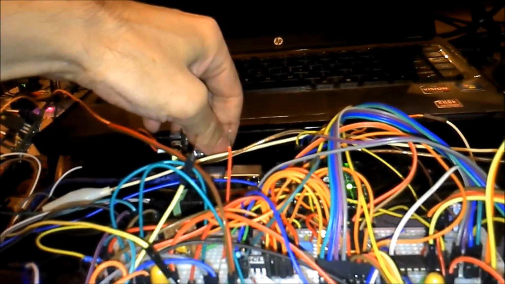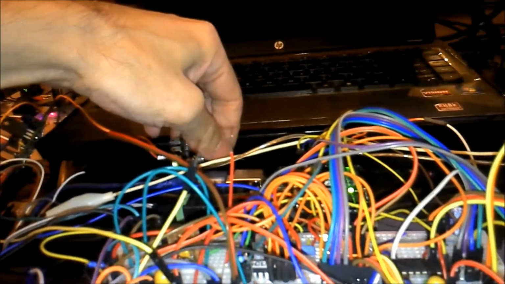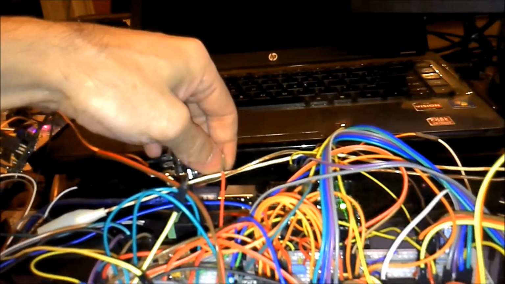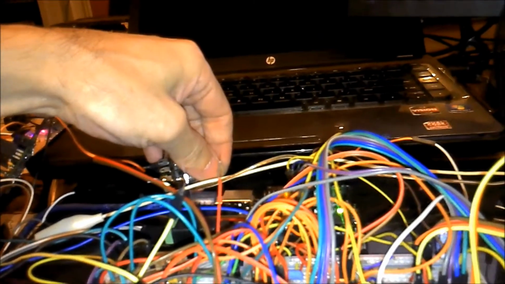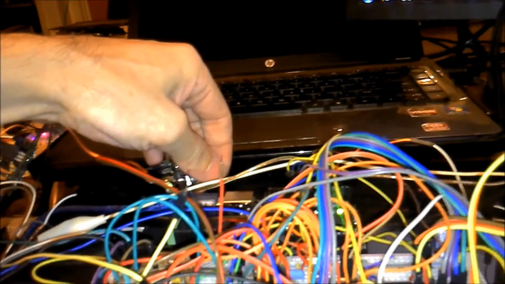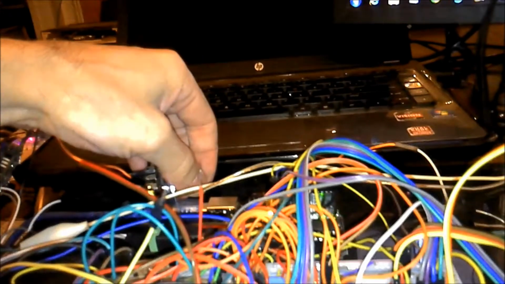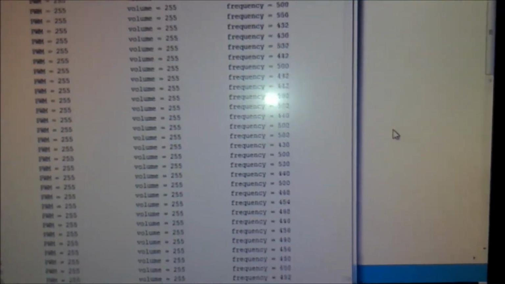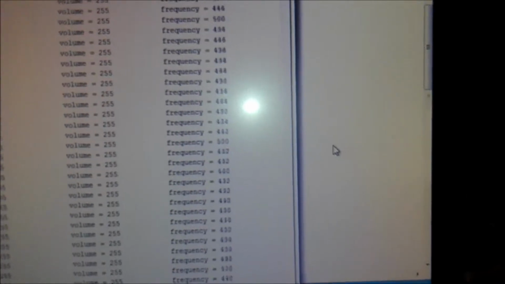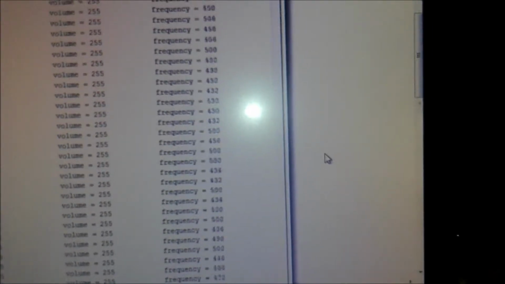So I've got it set up with three center frequencies. Turning the pot all the way down would give you its lowest, which is kind of a low frequency sound around 500 hertz. And I've got all these values being printed out. So right now I'm at about, it's right around 490, 500 hertz.